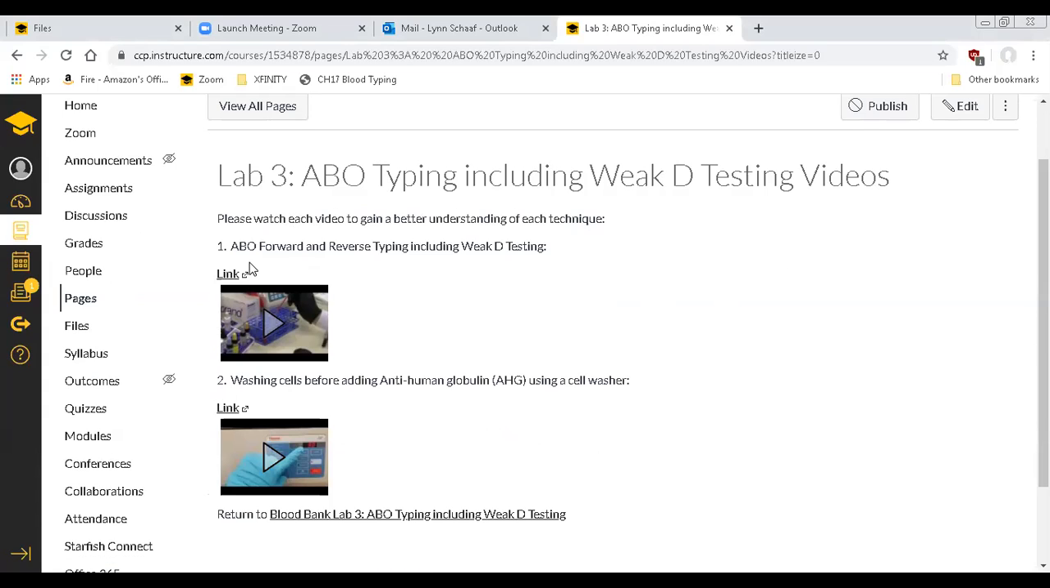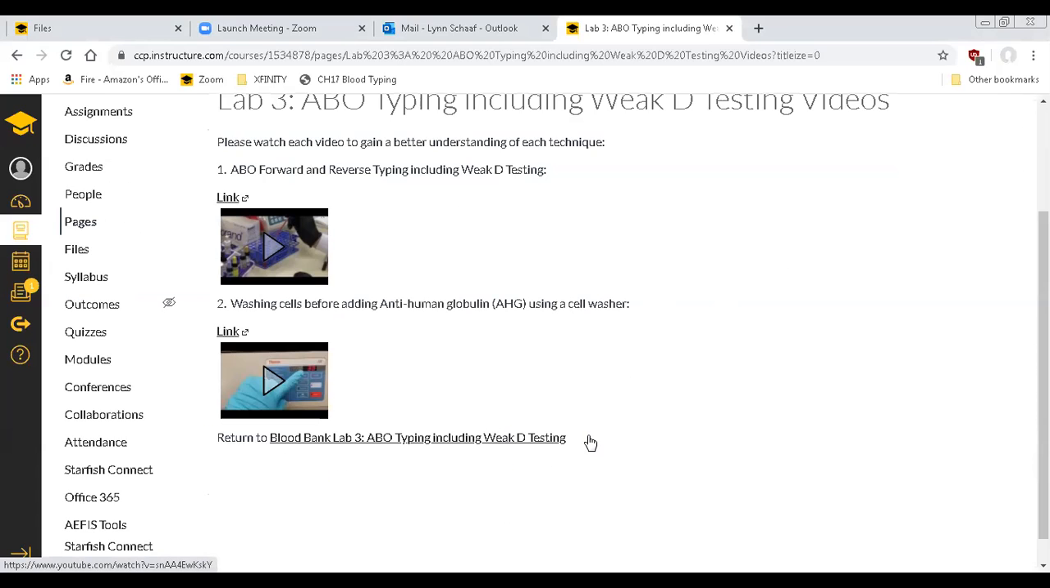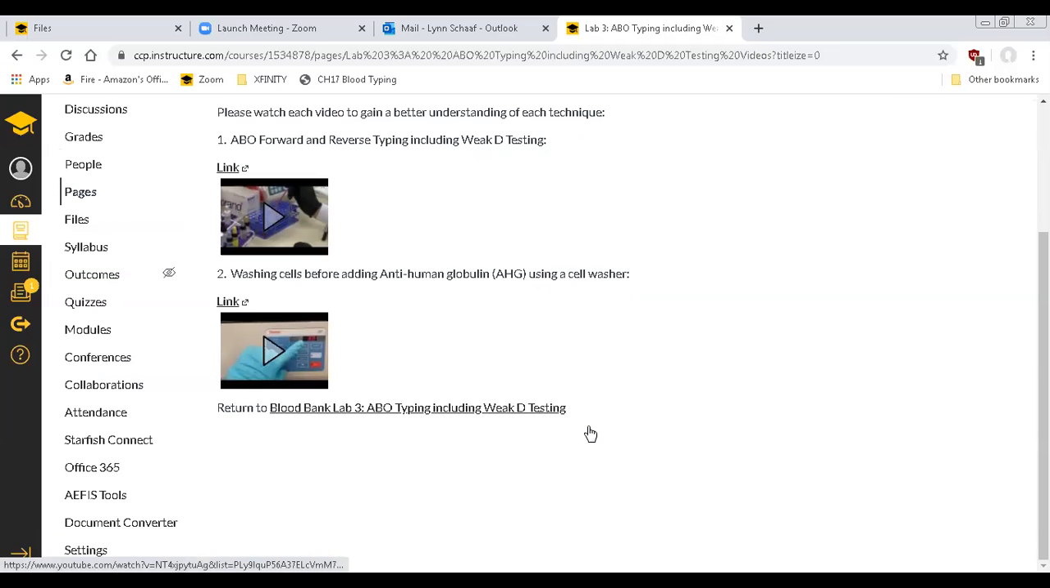We have a video today of ABO forward and reverse typing, including weak D testing. And then we also have a link that shows the use of an automated cell washer. So you really do want to look at both of those.